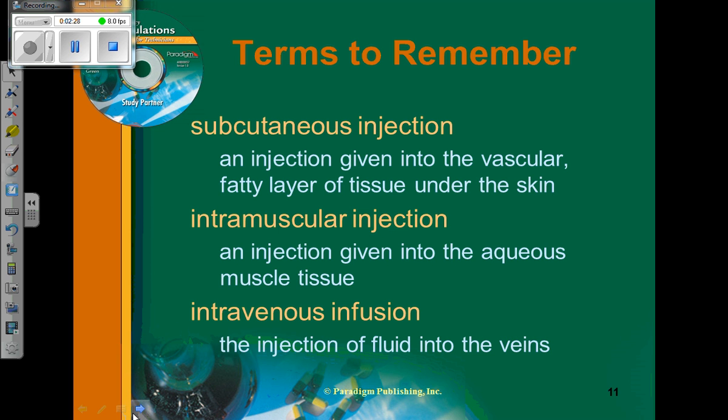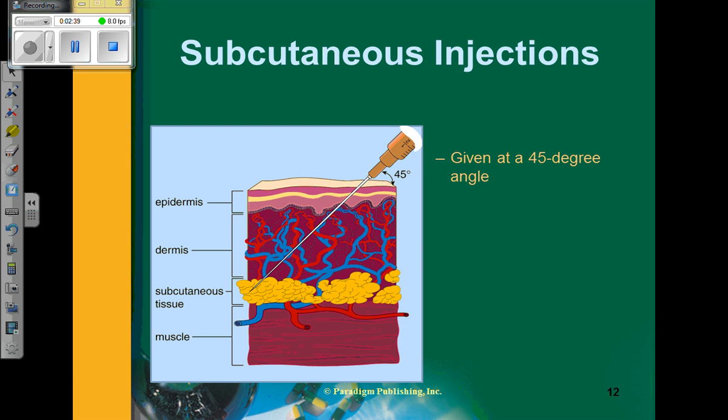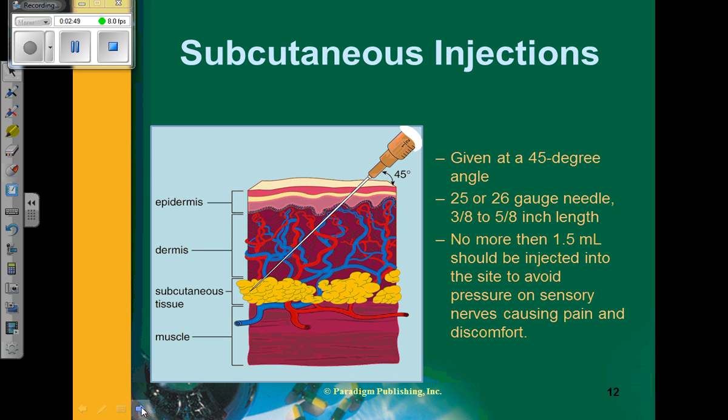Intravenous infusion is the injection of a fluid into the veins. This route is used when a large amount of fluid must be administered to a patient. This picture shows the 45-degree angle at which a subcutaneous injection is given, going into the subcutaneous layer. For a subcutaneous injection, usually a 25 or 26 gauge needle, 3/8 to 5/8 inch in length, is used. No more than 1.5 milliliters should be injected into the site to avoid pressure on sensory nerves causing pain and discomfort.